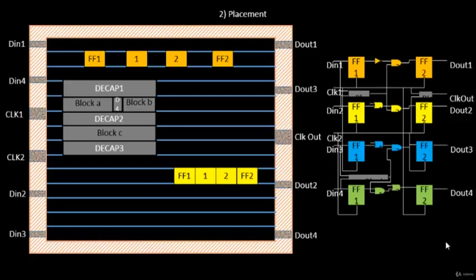Let's continue our discussion on the placement of the cells. So we have done with stage 1 and stage 2, basically this stage of the design and this stage of the design. Let's continue with the remaining set of the design.